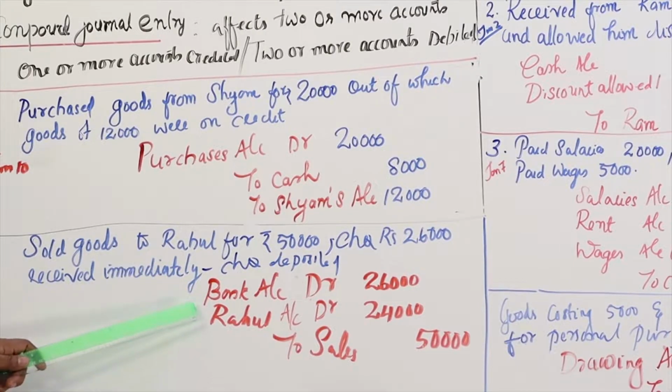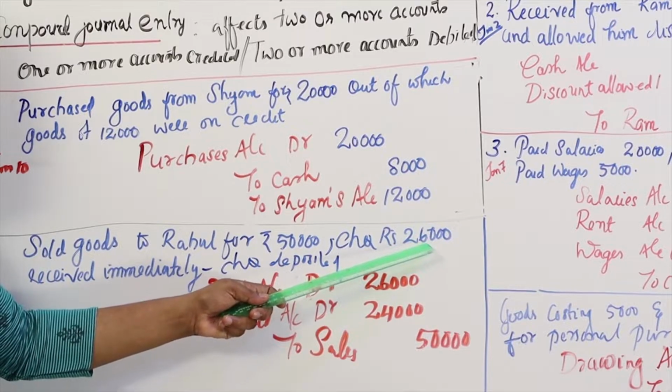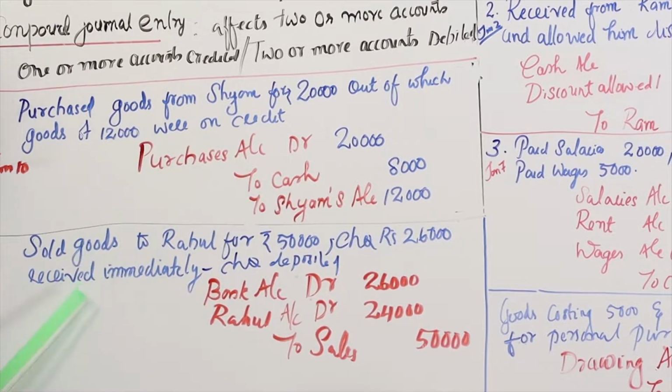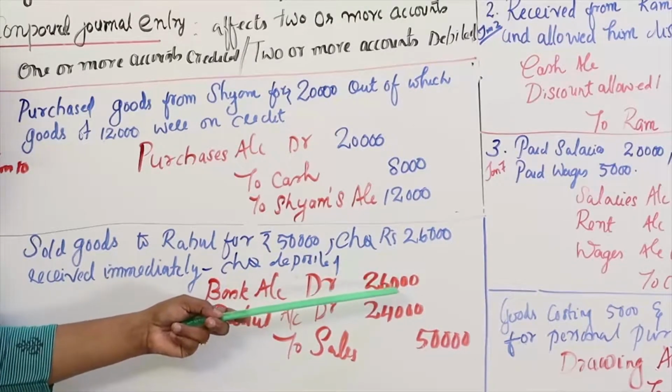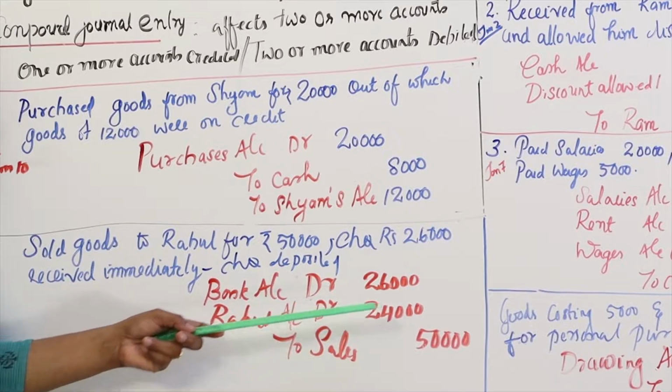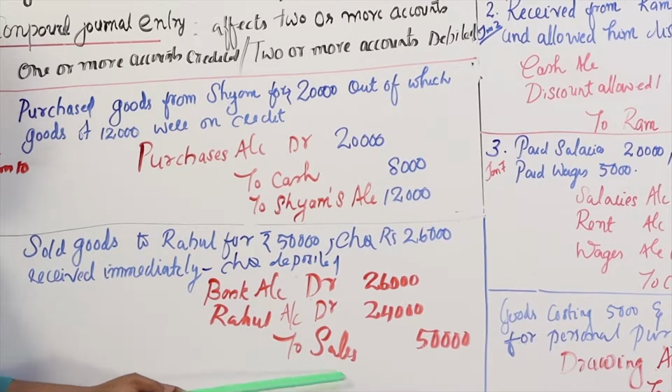Okay. So here we sold goods to Rahul for 50,000. Out of this, we received 26,000 at the same time and the balance on a future date. We received 26,000 and deposited it on the same day. That's why we debited bank account and Rahul account receivable. We mentioned that the total sales become 50,000.